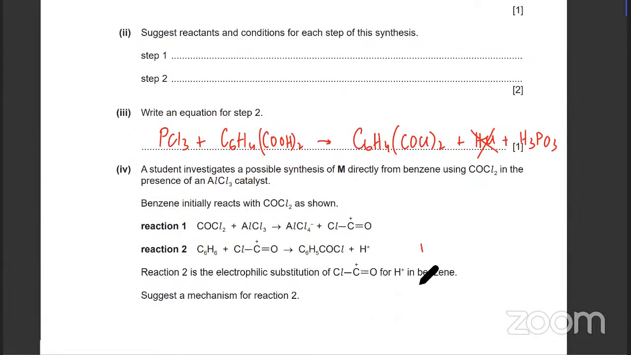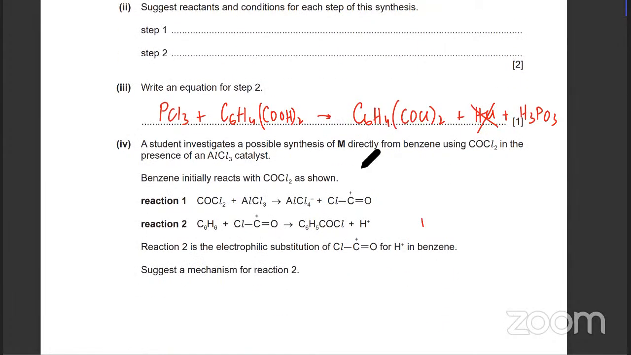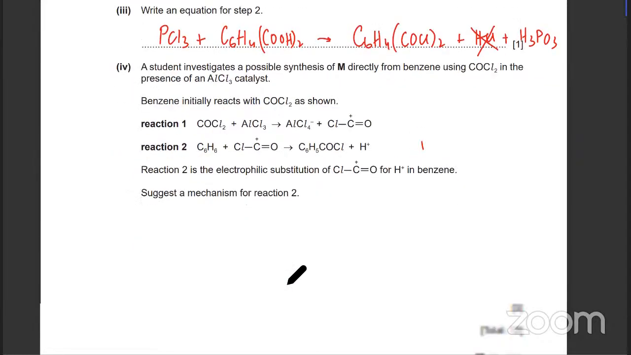Now, the other part is: a student investigates a possible synthesis of FEM directly from benzene using COCl2 in the presence of an AlCl3 catalyst. So benzene initially reacts with COCl2 as shown. Reaction 2 is the electrophilic substitution of COCl+ for H+ in benzene. Suggest a mechanism for reaction number 2.